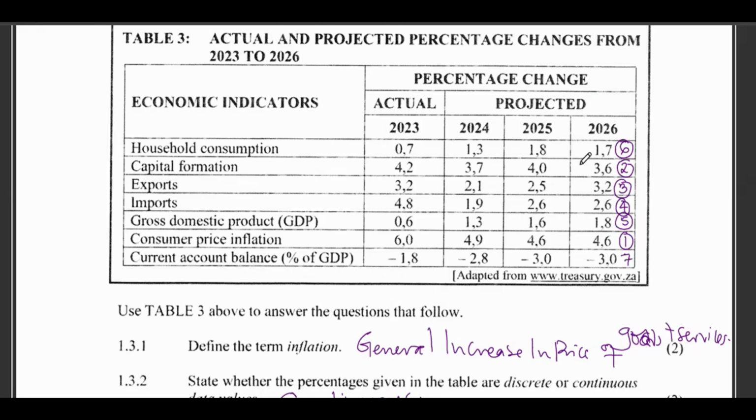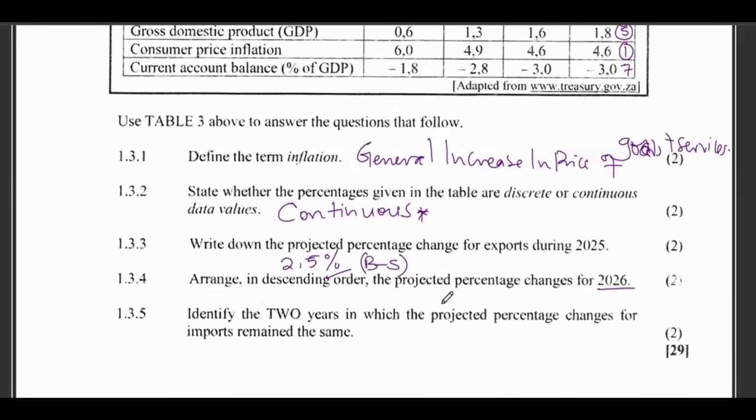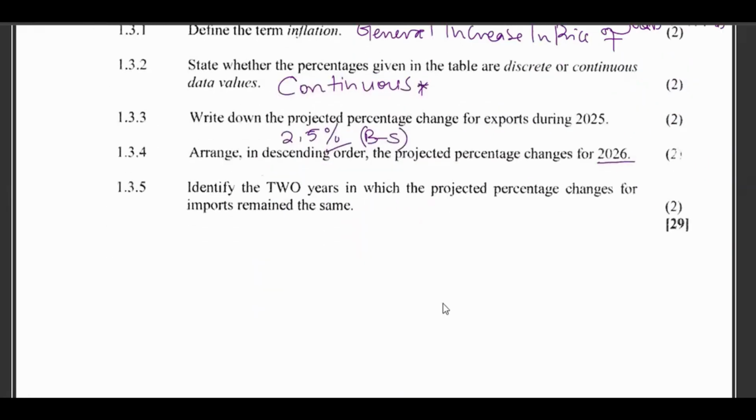So descending order 2026, we shall start with 4.6. In descending order, we are writing this: 4.6, we have 3.6, 3.2, 3.0, 2.6, 1.8, 1.7. Then finally we have negative.